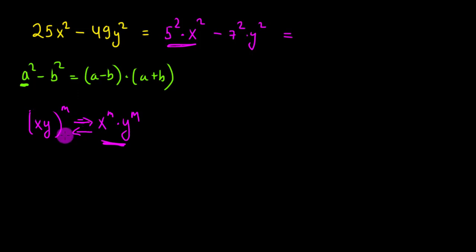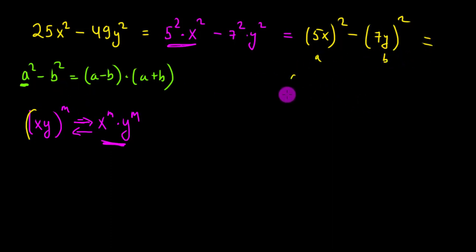Using this rule of the powers, you could say that it is 5x to the power of 2 minus 7y to the power of 2. Now you have the a's, this one like your a, this one like your b. So according to this formula, you could write 5x minus 7y times 5x plus 7y. So this one and this one, they are equal.